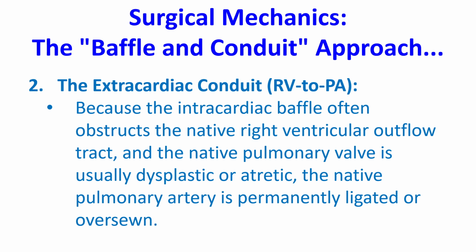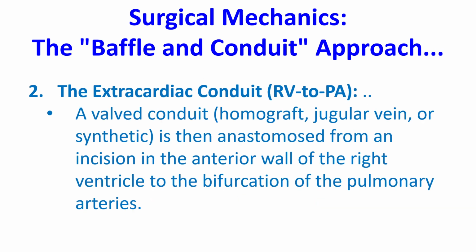The extracardiac conduit, RV to PA. Because the intracardiac baffle often obstructs the native right ventricular outflow tract and the native pulmonary valve is usually dysplastic or atretic, the native pulmonary artery is permanently ligated or oversewn. A valved conduit, homograft, jugular vein or synthetic, is then anastomosed from an incision in the anterior wall of the right ventricle to the bifurcation of the pulmonary arteries.